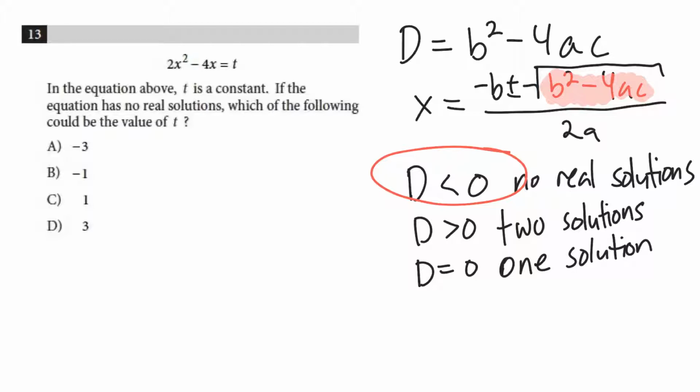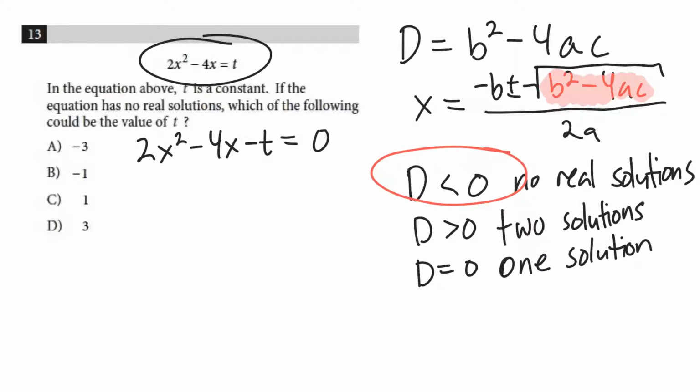Okay, so we're going to take our quadratic here. Now, to figure out what the discriminant is, we need to know what A, B, and C are. So we need to write it in standard form. I'm going to subtract t from both sides. Now that we're in standard form, I see that A equals 2, B equals -4, and C equals -t.